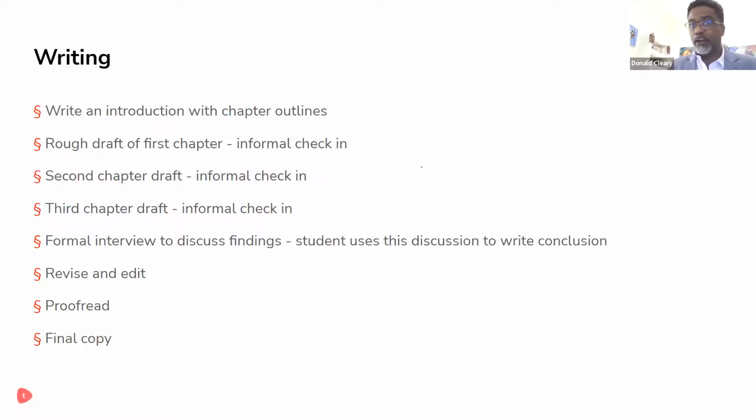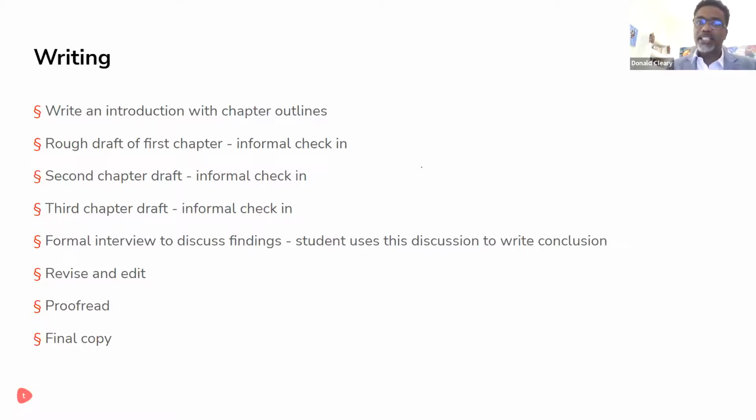I would look at what they're writing and I would take a look at it and say, this looks good, but think about this, that. Small suggestions really, but not written feedback necessarily. And I do this for the second chapter and the third chapter, similar informal check-ins.